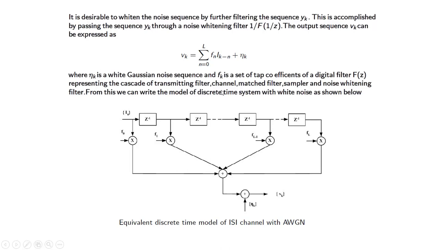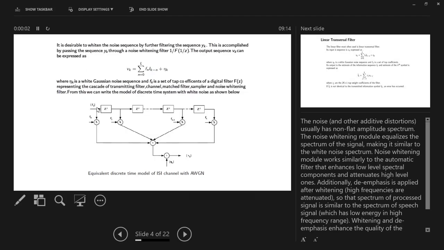Now, to process this signal further and to introduce the concept of equalization, let me have the presenter view here. It is desirable to whiten the noise sequence by further filtering the sequence y_k. So we will actually pass it through a whitening filter. Now, what is a whitening filter? Noise usually has a non-flat amplitude spectrum. It's not flat. The noise whitening module equalizes the spectrum of the signal, making it similar to the white noise spectrum, right? The noise whitening module works similarly to an automatic filter that enhances low-level spectral components and attenuates high-level ones, because it will bring all the frequencies to almost a constant level, like the white noise level.